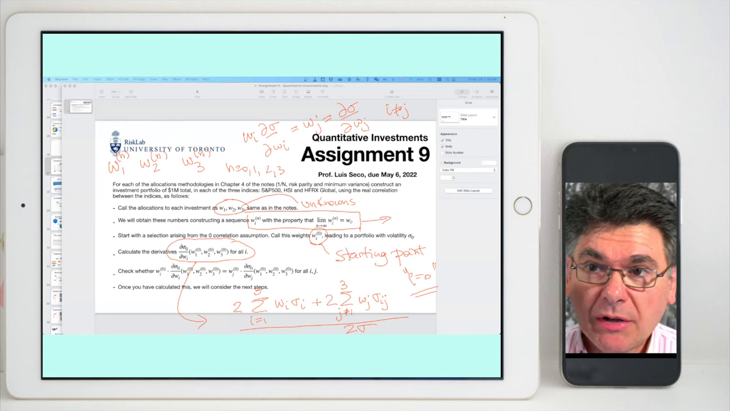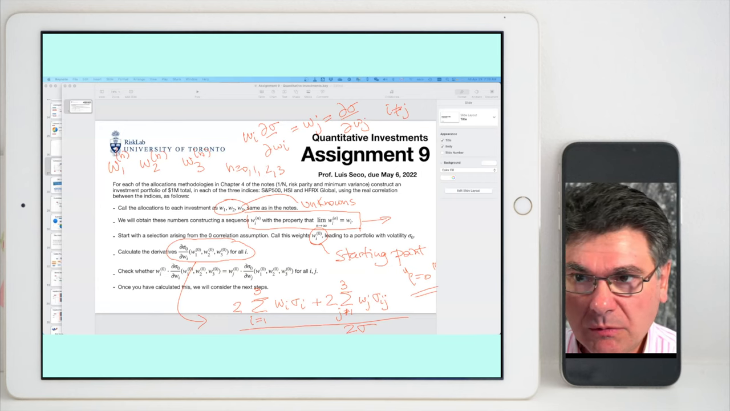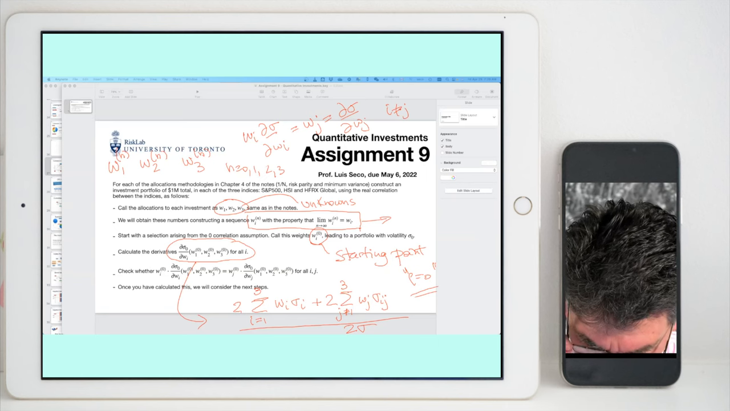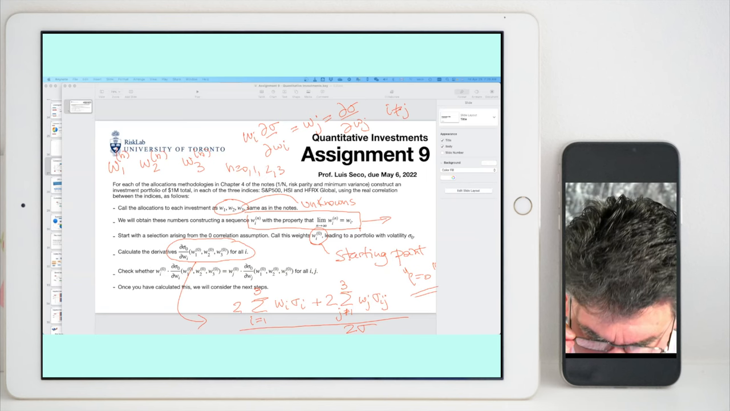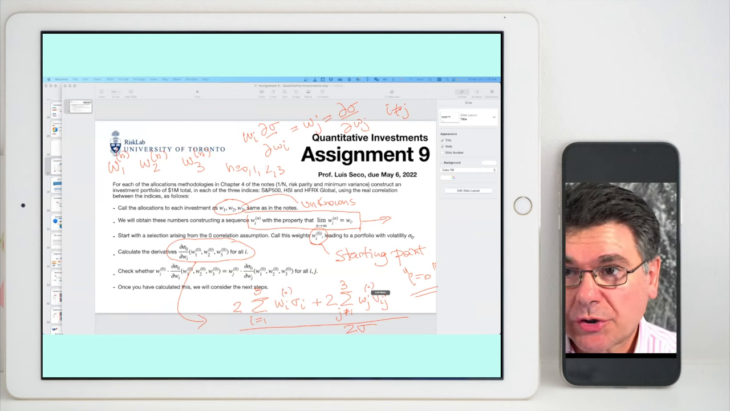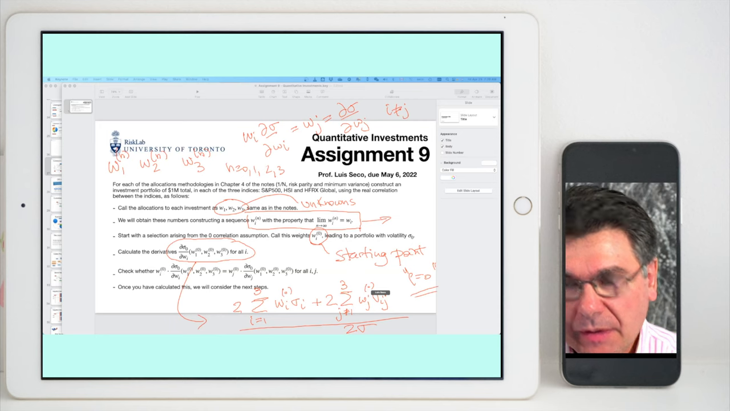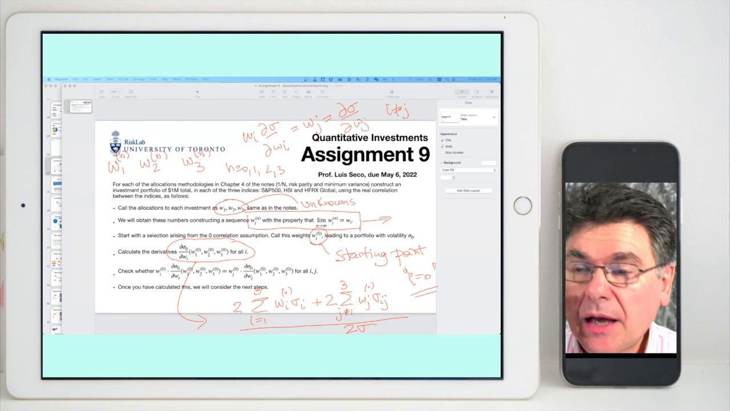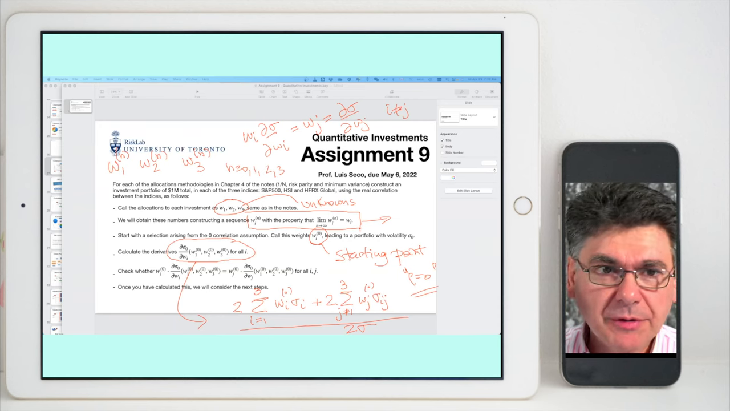So this formula gives you that. You don't have to calculate a formula with a computer. You just implement this formula. This is the derivative that you have. And of course, this is when the weights are these ones, the ones that we started with. So that will give you all three derivatives.